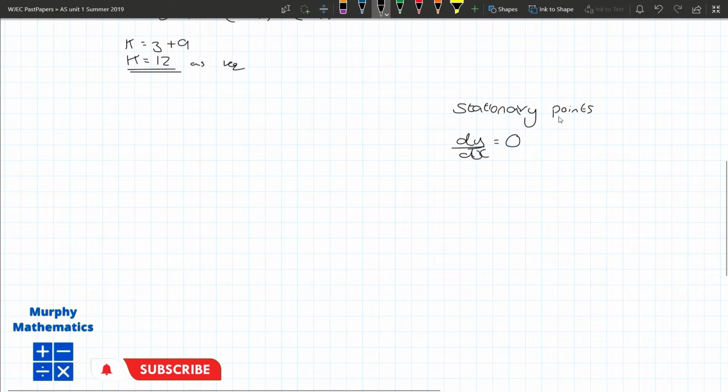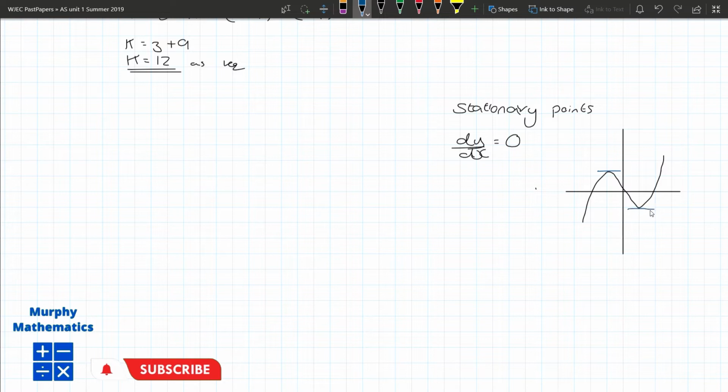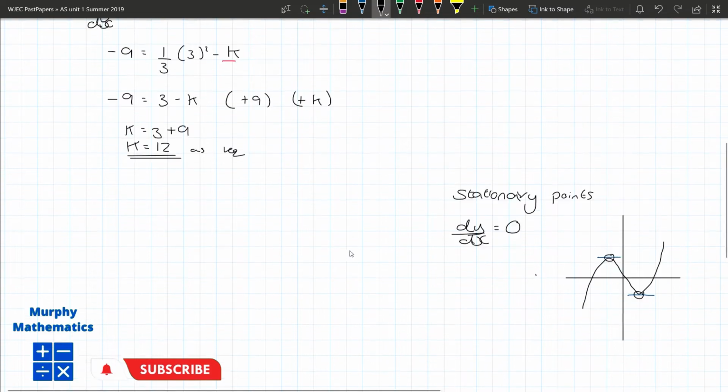So on our curve, I'll just draw a quick x cubed graph. It's probably going to be nothing like what we have, but I'm just going to estimate an x cubed graph. We're going to have something like this, and our stationary points are here. So these are when the gradient equals 0. So we have one here and one here.